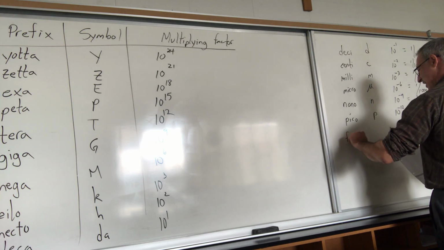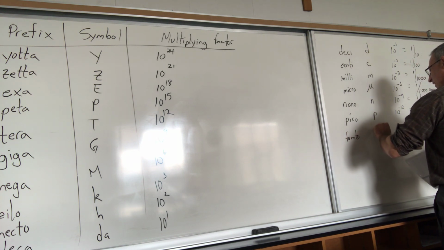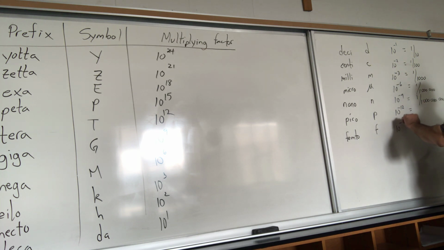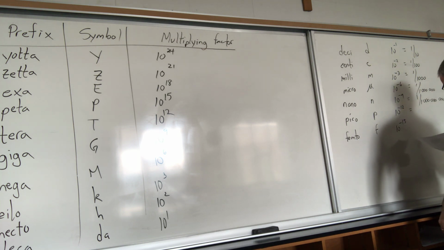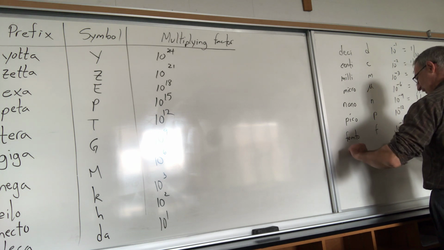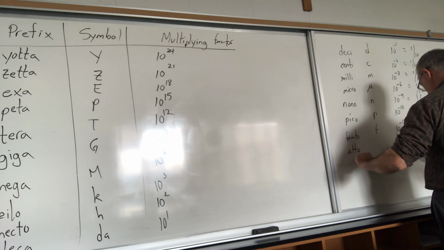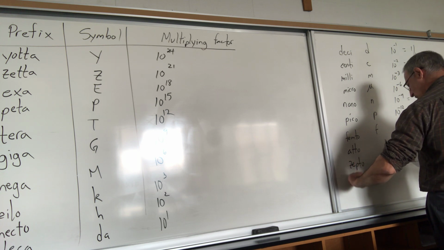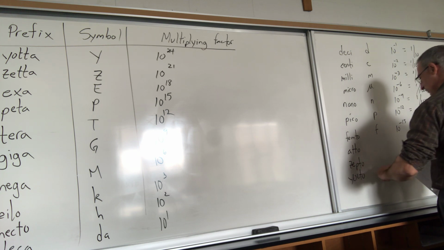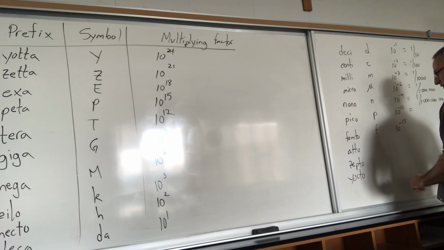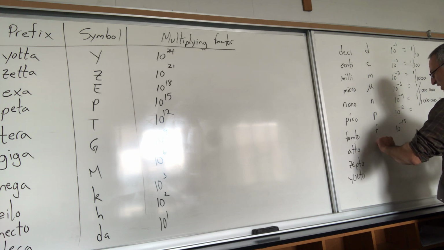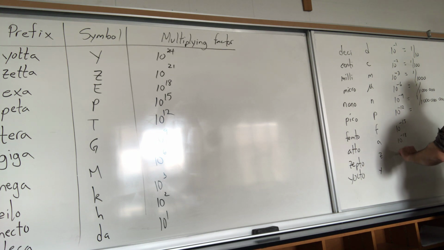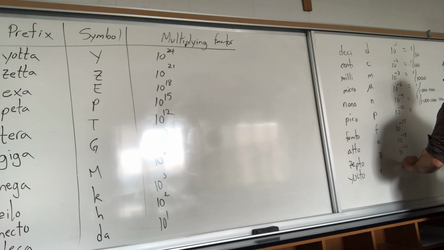Femto is 1,000 times smaller than pico, and it's symbolized with a lowercase f, and it's a multiplier of 10 to the -15. Then you get atto, zepto, and yocto. If you take the first letter of each one, it spells phasey, and it goes down by 3 each time. 10 to the -18, 10 to the -21, 10 to the -24.